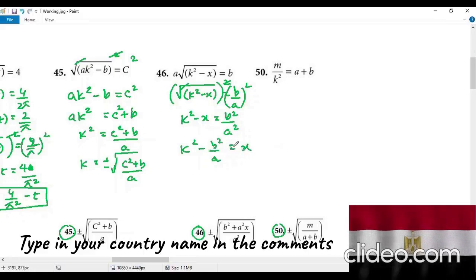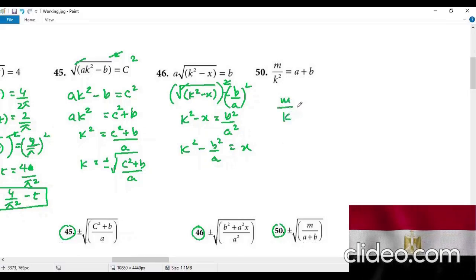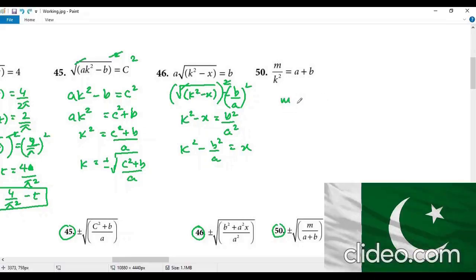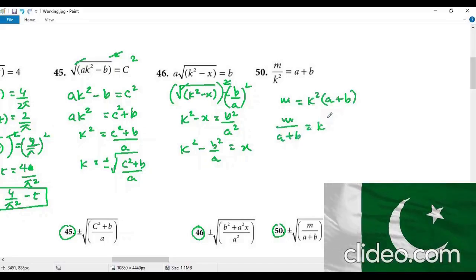And now if we need to find out x square, in this question, m over k square, that means k square is dividing, on the other side it will go and multiply with a plus b. That means m over a plus b equals k square. That means k is going to be equal to m over a plus b under root plus and minus.